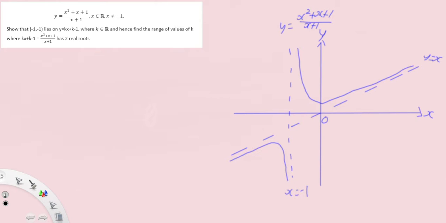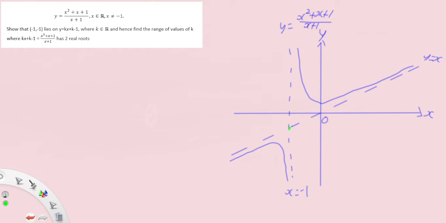After showing that minus 1 lies on the line, you want to hence find the range of values of k, where kx plus k minus 1 equals the above curve has two real roots. So first thing first, find where's minus 1. And we know that it must lie on the vertical asymptote x equals minus 1. And although it's insignificant in this question, it lies on the oblique asymptote as well.